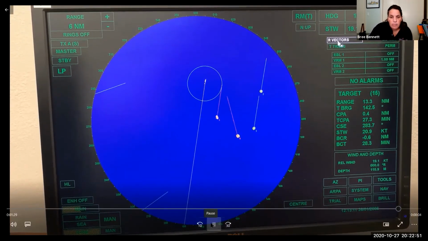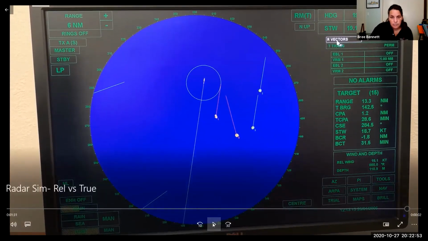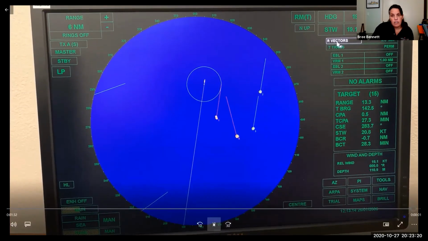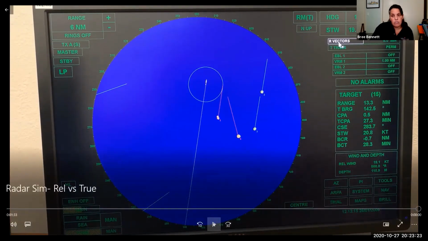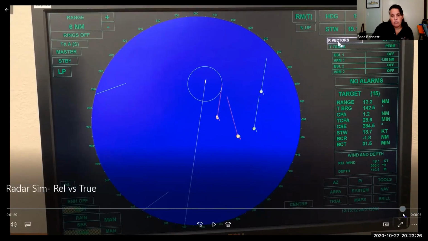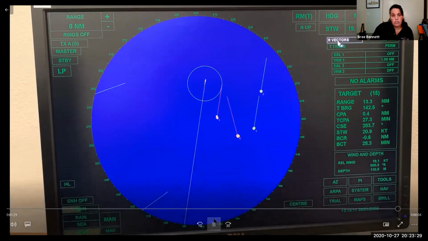So here, I think I'll toggle back and forth. We have our relative motion. Again, these guys aren't actually moving. So their relative motion is opposite of my true motion, right? This is my true motion. Their relative motion is exactly parallel and paralleling my speed. This guy is moving, so his relative motion will be a little bit different. Let's see if I go back to true. There we go. There is our true.